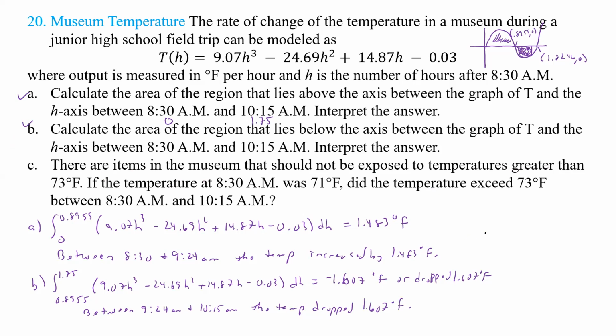Well, if we take where our starting was, so we can put C here, we started at 71 degrees Fahrenheit, and then we went up 1.483 degrees Fahrenheit. So 71 plus 1.483 is going to give us 72.5 degrees Fahrenheit roughly, if I round it to one decimal place. So that means it was not affected, as it was below 73 degrees Fahrenheit.